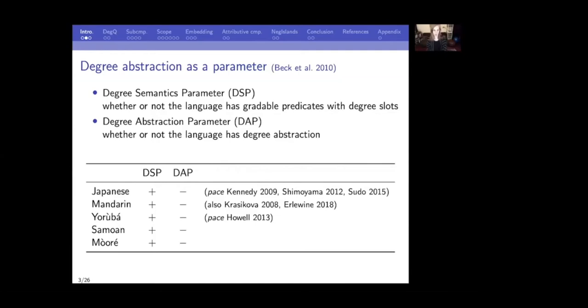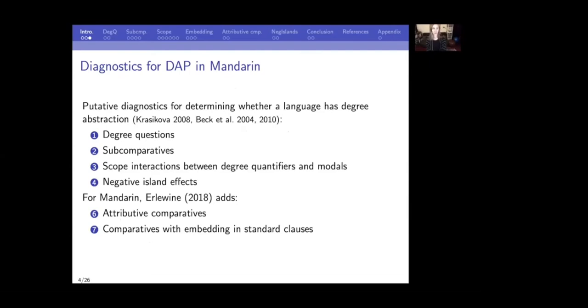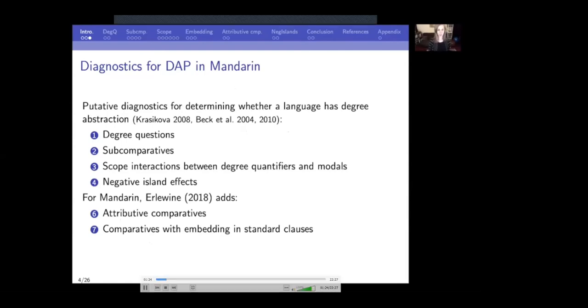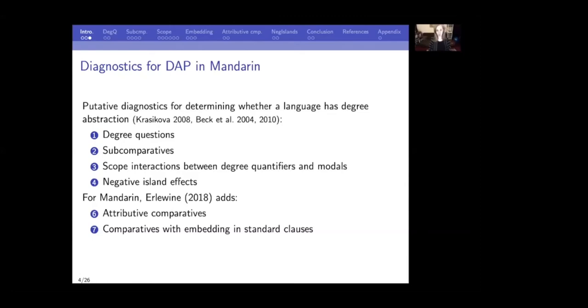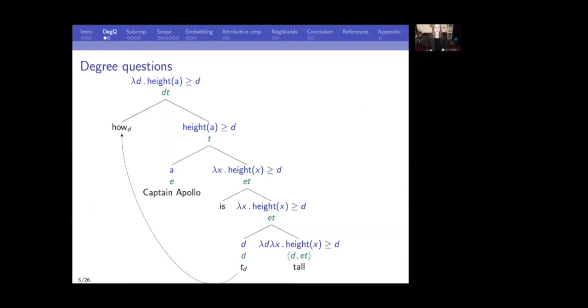We'll be focusing on the case of Mandarin. We'll look at a few diagnostics that have been applied to Mandarin, including degree questions, sub-comparatives, scope interactions between degree quantifiers and modals, and negative island effects. Those are diagnostics from Beck et al. 2004 and 2010. And we'll also look at attributive comparatives and comparatives with embedding in standard clauses, which were discussed by Erlewine.